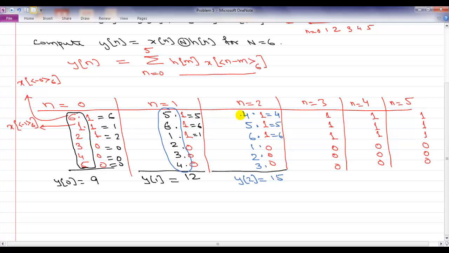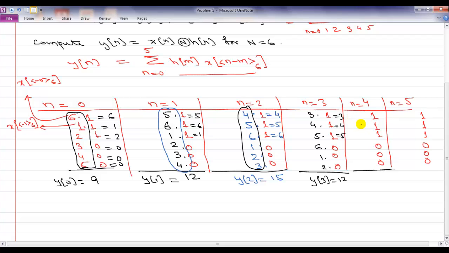The next one, I again just shift this whole column down. I get 4, 5, 6, 1, 2, and 3 goes up. I get equal to 3, equal to 4, 5, the rest is 0. I get y of 3 equal to 5 plus 7, 12.